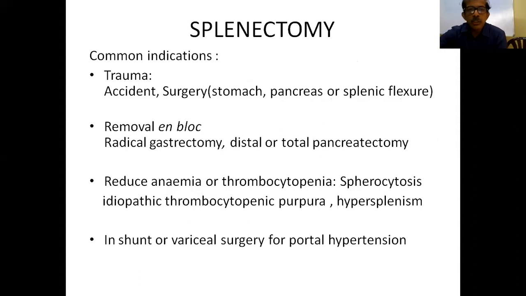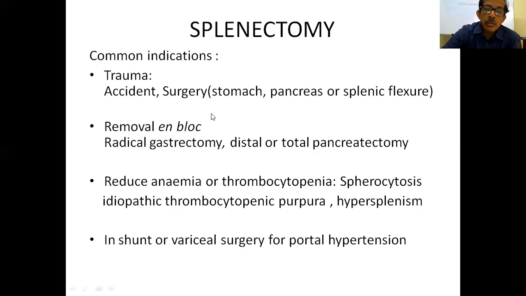So we'll be asked about splenectomy in the exam. It is a theory question also: indications for splenectomy or complications of splenectomy as a short note. So you have to remember all these indications. One, the most common, of course, all of you know, is trauma. Either, as I already told you, due to accident or surgery on the various organs. Already told you about stomach, pancreas, or splenic flexure. So whenever you are operating, you have to take care of the spleen. Otherwise, it may get injured.